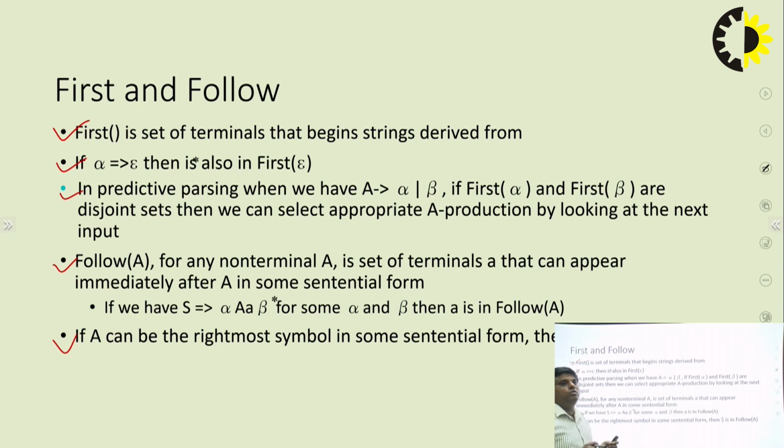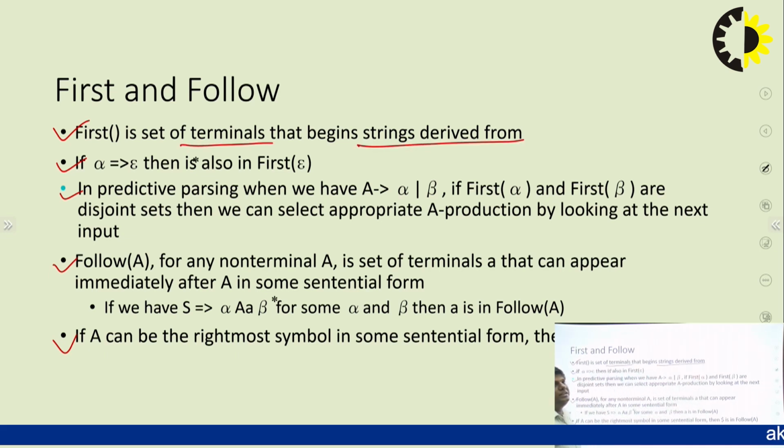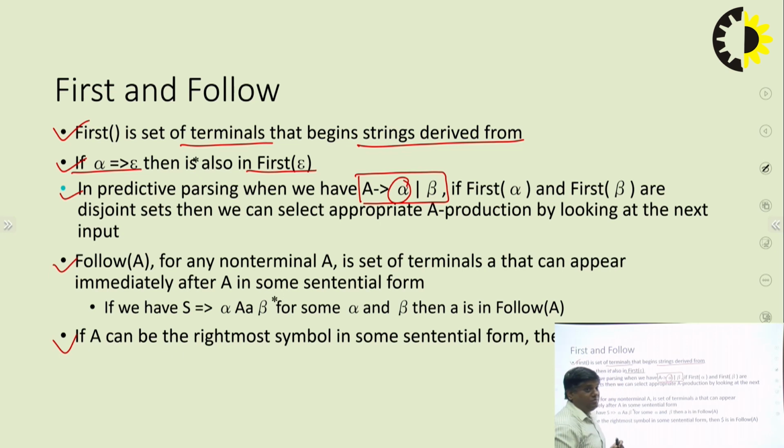In First and Follow, we have the combination of all terminals along with epsilon. First is the set of terminal strings derived from the given context-free grammar, and epsilon is also included in First. Now in a predictive parsing table or any context-free grammar, what is known as the First? The First is the first symbol of the first non-terminal symbol of any production rule.